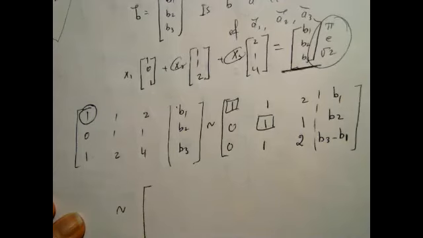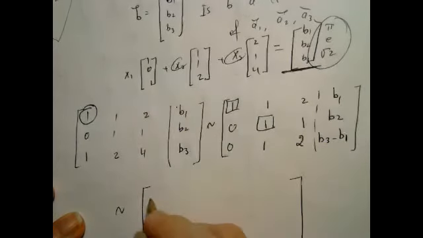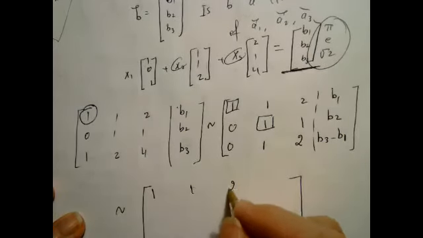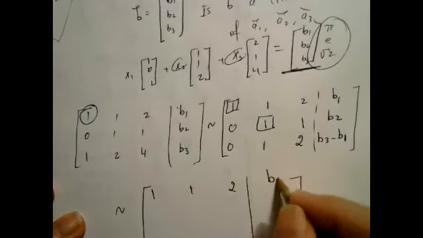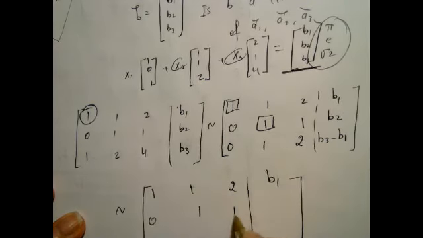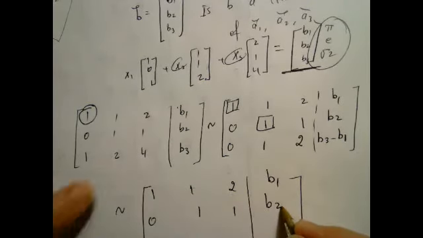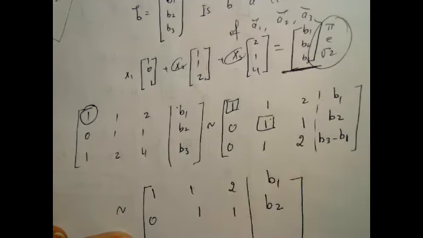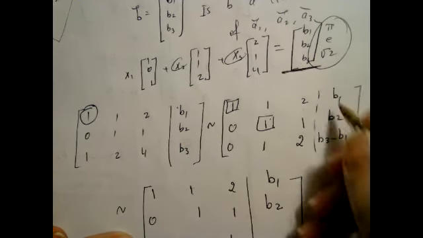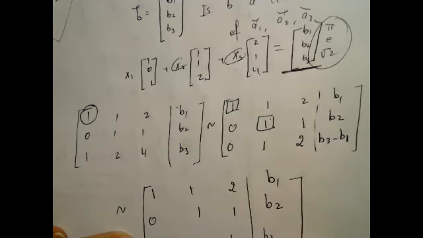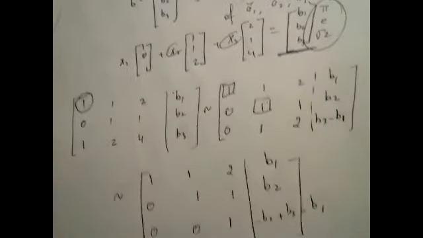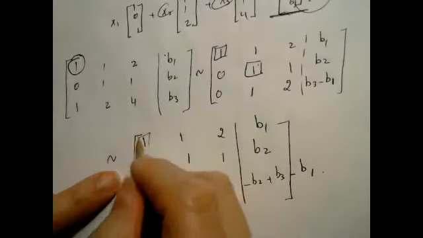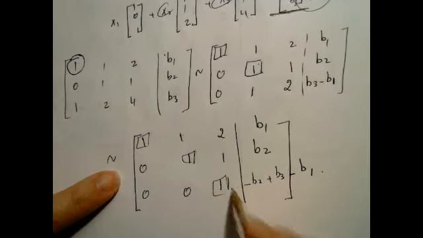Now I keep going. 1, 1, 2, B1. 0, 1, 1, B2. Okay, I have to make this into a 0. Minus 1 plus 1 is a 0. Minus 1 plus 2, it's a 1. And then I will have minus B2 plus B3 minus B1. Okay? So now I am in my echelon form.